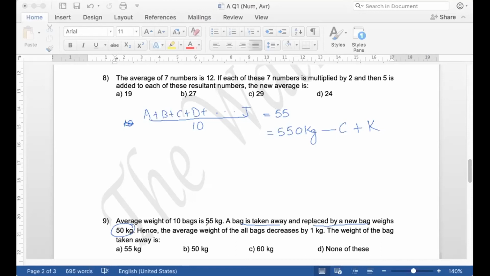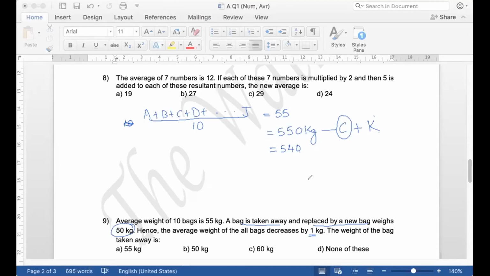Now after that, the average weight of all those bags is decreased by 1 kilogram. There are total 10 bags. So total weight is decreased by 10 kilogram. See that? So the difference between the weight of those two bags, the bag which is taken away, that is C, and the bag which has come in, that is K, that difference is going to be 10 kilograms. That 10 kilogram is less.